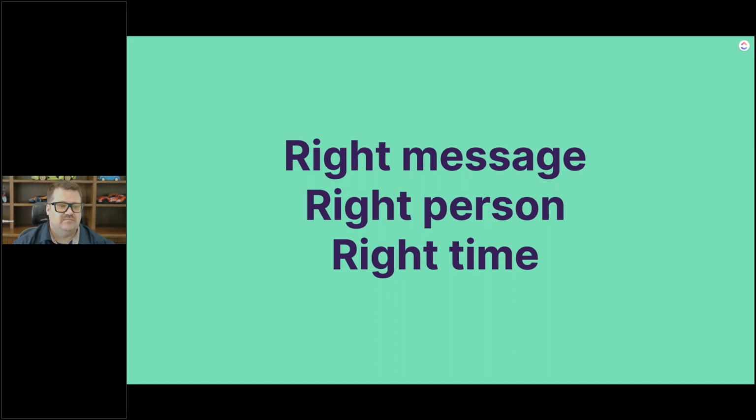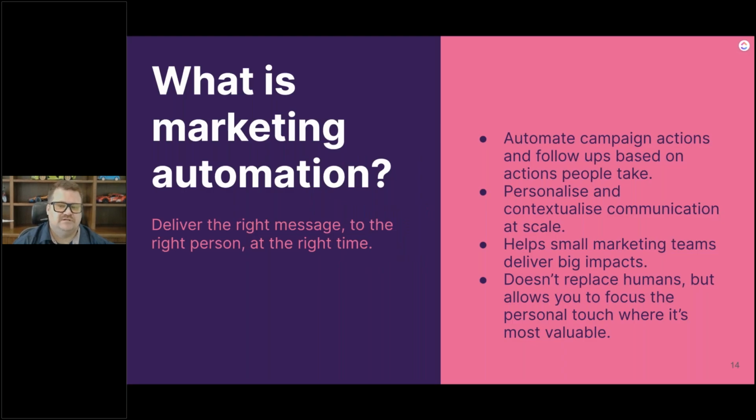And ultimately, at what we call scale, so when you're sending this out to thousands, millions of people at a time, it has to be done through some kind of automation. We don't have enough humans to be able to do that. So what do we consider marketing automation? So we can automate campaign actions and follow-ups based on actions people take. If I had received that email, clicked on the shoes, not bought the shoes, you can follow me up with a particular action from there.